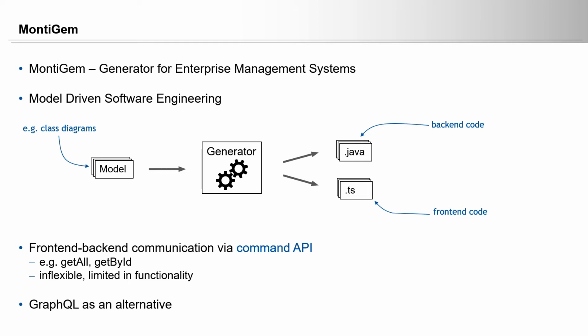Currently, data communication between front-end and back-end is handled by a generated command API, which, for example, allows the front-end to request all objects of a certain type or individual objects by ID. The data querying capabilities of this command system are very inflexible and limited, so in this thesis we introduce a generated GraphQL API as an alternative for data fetching and manipulation in MontiGEM.